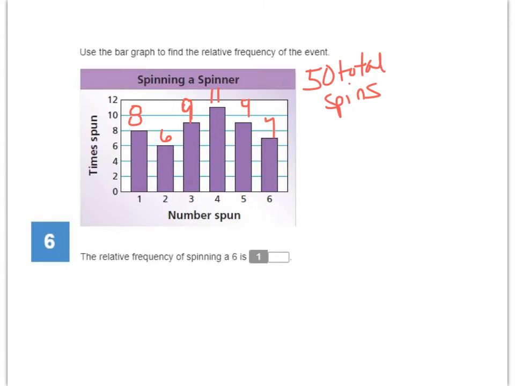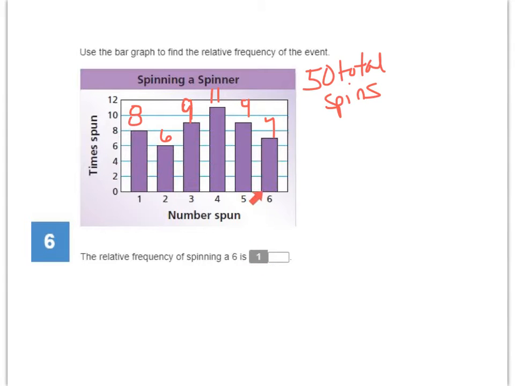All right, let's look at the problems that were the most wrong in last night's homework. So this was a whole series based on this chart. You had to read the chart and see how many outcomes there were of spinning the number 1, the number 2, 3, and so on. So what I did at the top of each bar is I actually put the number of outcomes for that number spun. So this question says the relative frequency of spinning a 6 is what?